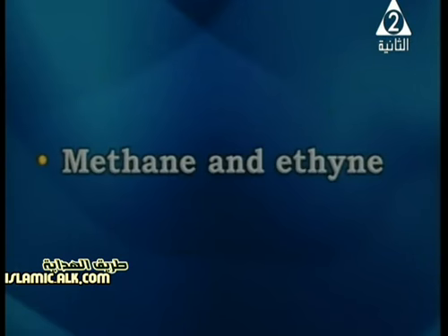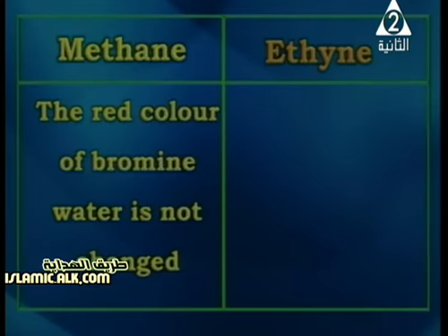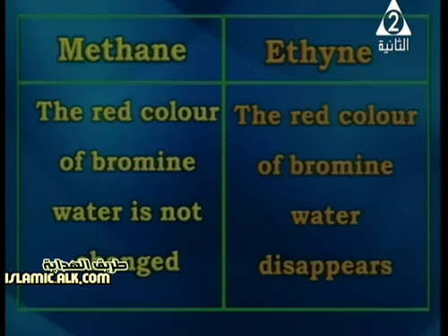Methane and ethane. Here, by passing each of them in bromine water, which means bromine dissolved in carbon tetrachloride. Here, in the methane, the red color of bromine water is not changed, while in ethane, the red color of bromine disappears.